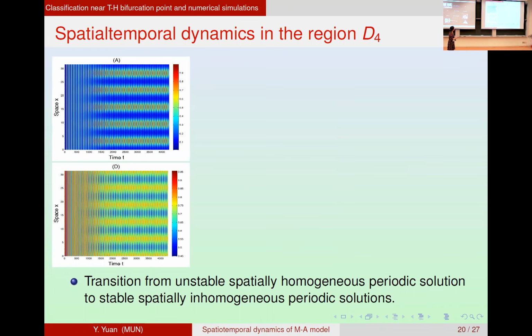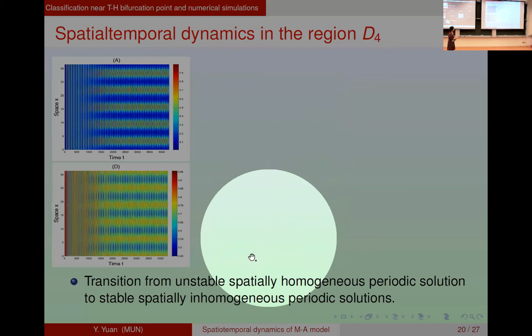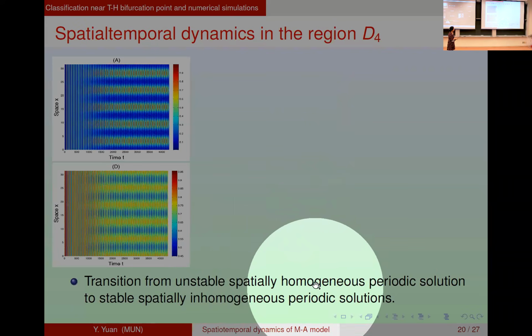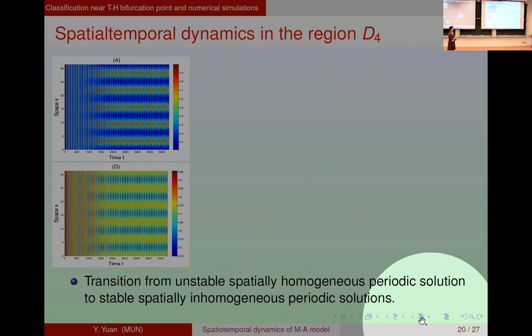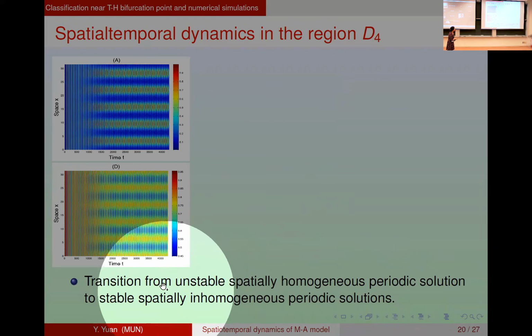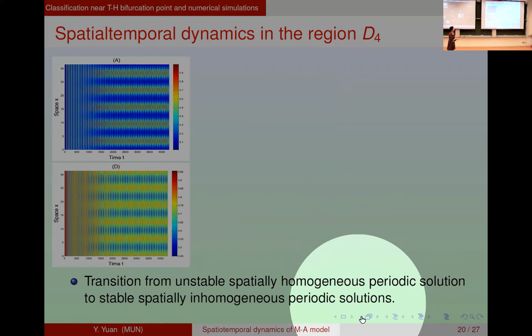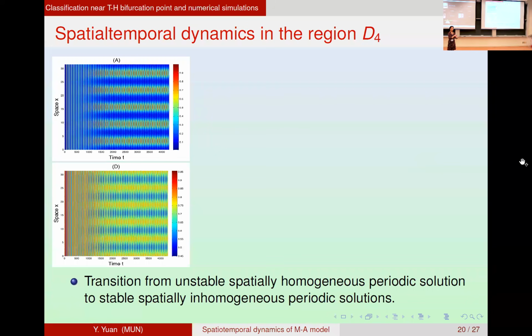And the second one is also a transition, but from one periodic solution to another. We say it's from an unstable, spatially homogeneous periodic solution to a stable, spatially inhomogeneous periodic solution. So from one periodic to another one. Okay, so again, this is the whole picture.